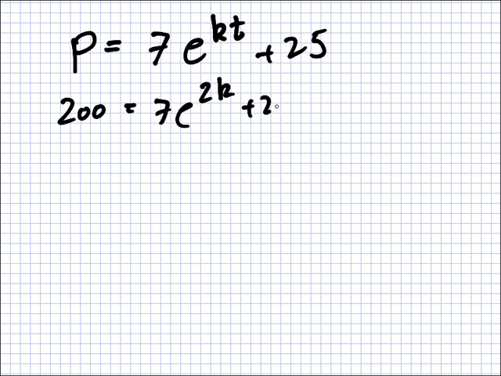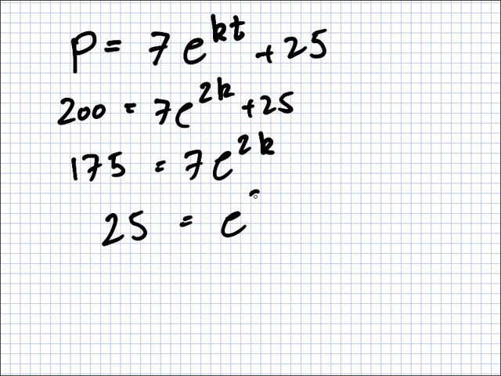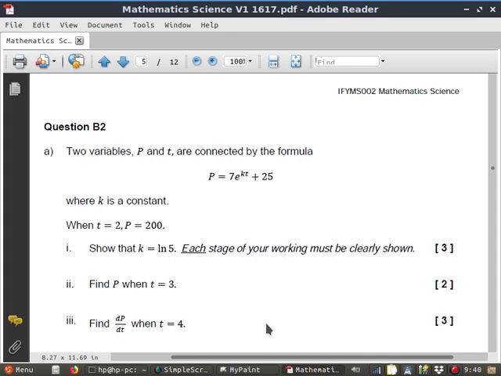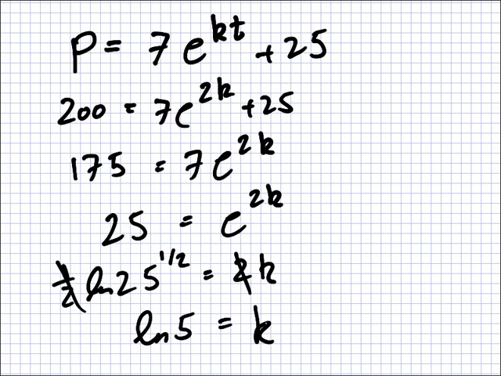Knocking everything out, that's 175 equals 7e^(2k). 25 equals e^(2k). Log 25 equals 2k. Divide by 2 and it goes up to the power, so log 5 equals k. Is that okay? Find P when t is 3.